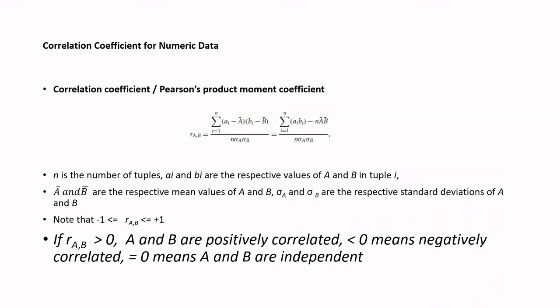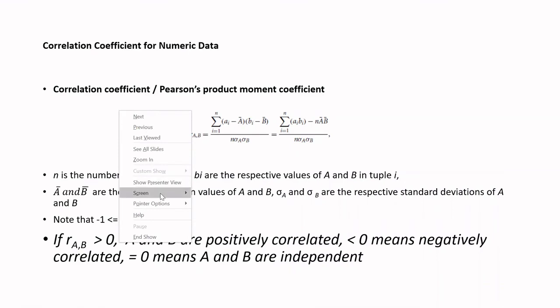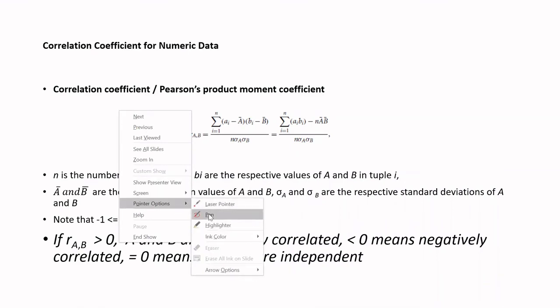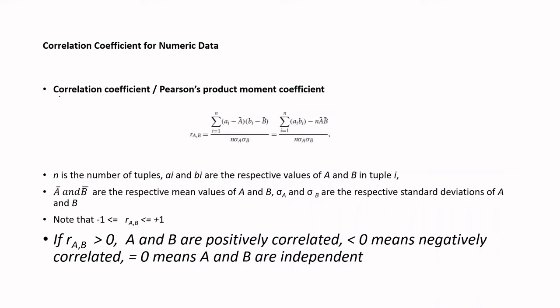So next we will look at correlation between attributes which are of numeric type. Okay, so here the first measure is called correlation coefficient or Pearson's correlation coefficient. These terms we have studied actually from school onwards, right? All of you must be familiar with this term, correlation coefficient or Pearson's correlation coefficient.